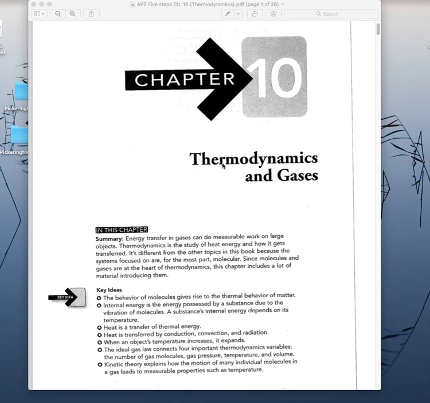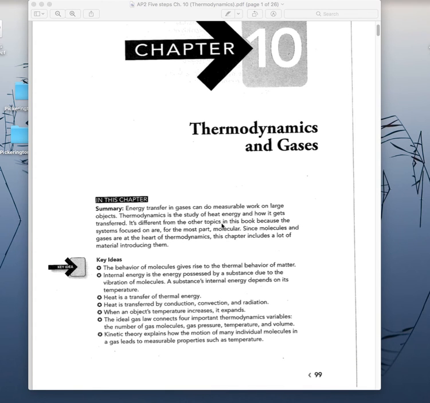This is your 5 steps to the 5 from chapter 10. It's on thermodynamics and gases. This goes along with chapters 12 and parts of chapter 11 in your textbook. So this is something we looked at in, I believe, December and January. Yeah, in fact, that was the thing right before optics.